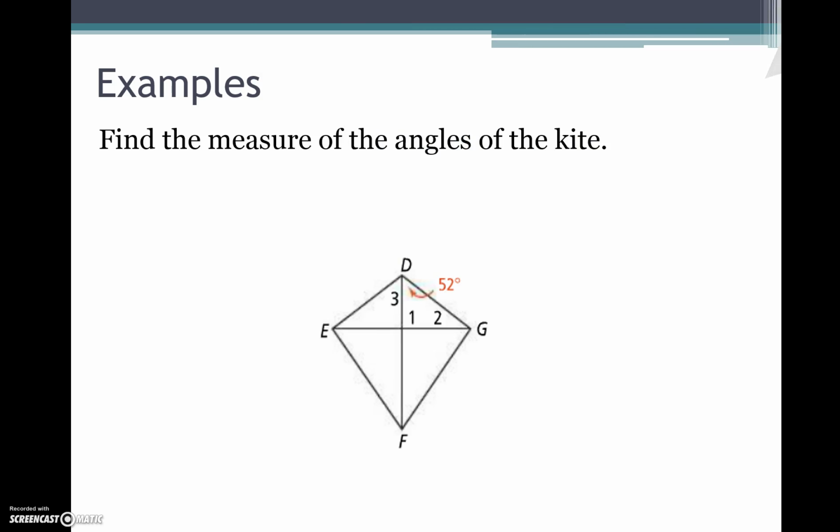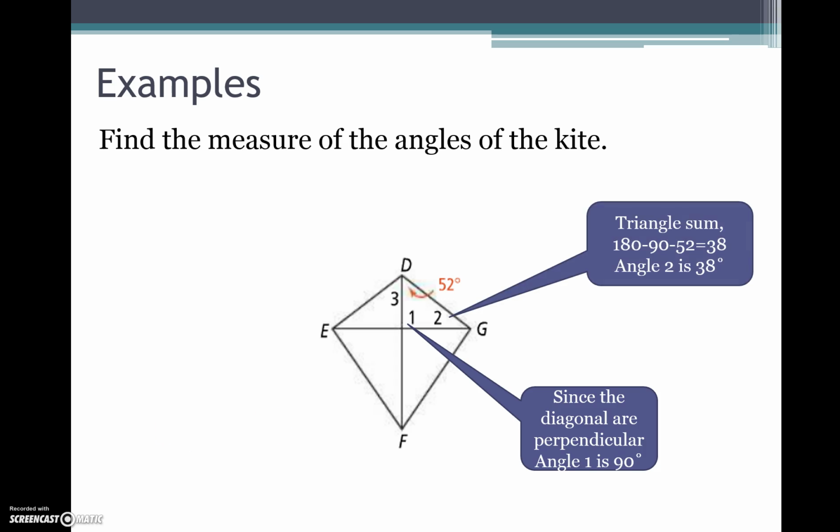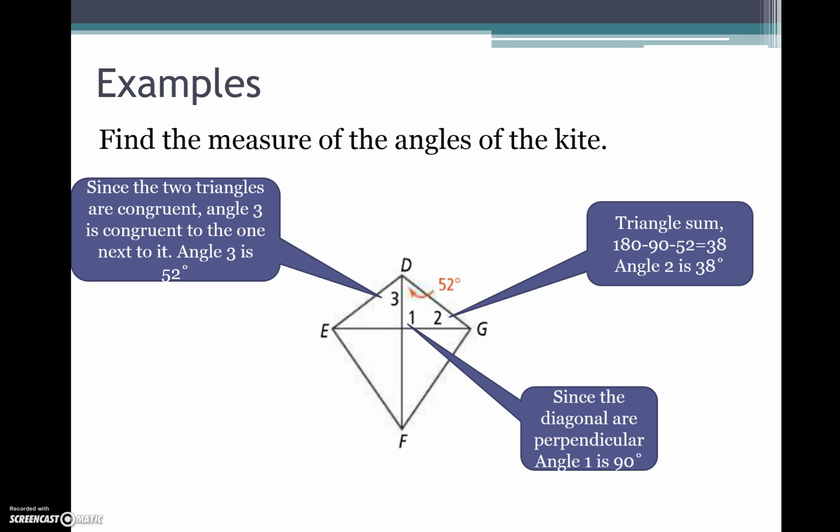Let's go through the last couple of examples. We first want to find the measure of the angles of a kite. So let's look at the obvious one. Since it's a kite, we know that the diagonals are perpendicular, so we can easily find the measure of angle 1. Angle 1 is going to be 90 degrees. Now that I know that angle 1 is 90 degrees, and I know the measure of the angle there is 52 degrees, I can use the triangle sum, and 180 minus 90 minus 52 is equal to 38. Finally, I'm going to find the measure of angle 3. To find the measure of angle 3, I'm going back to that idea where I have 2 congruent triangles up there, so that measure is going to have to equal 52 degrees as well.